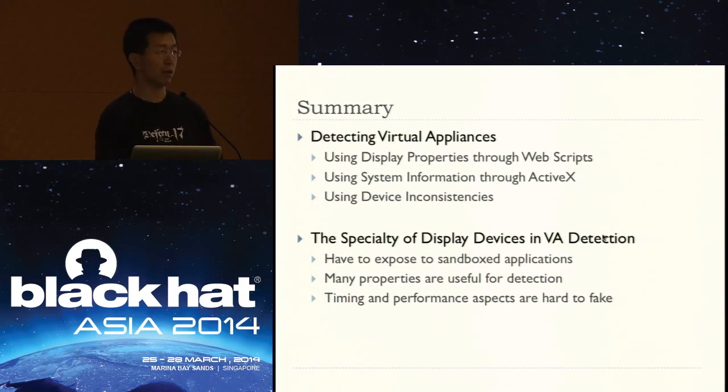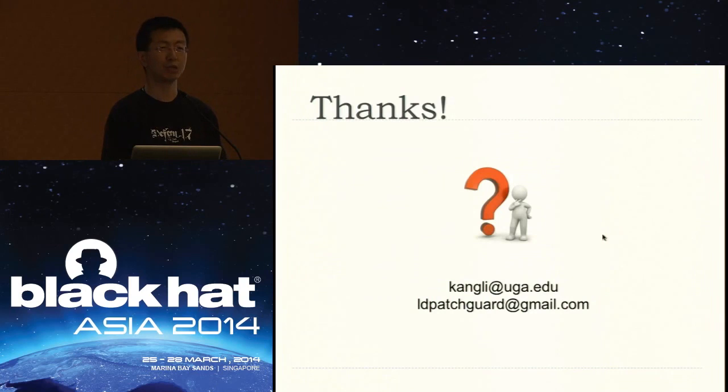The reason we use display information, I want to reemphasize, is that display information often has to be exposed to the application, even for a specialized case like Adobe or a browser. So there are many properties that potentially can be used, especially on the performance side. Okay, with all this, I'm ready for questions.